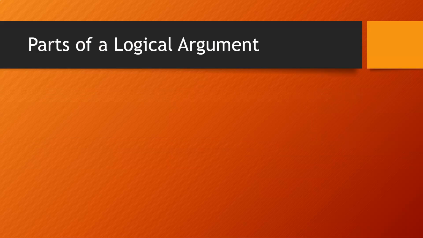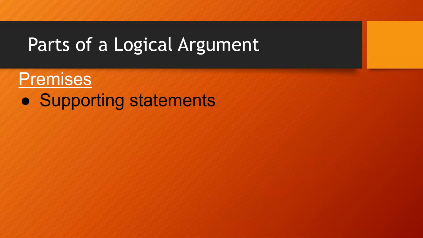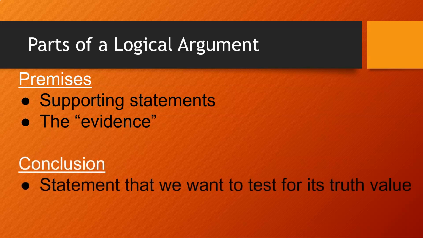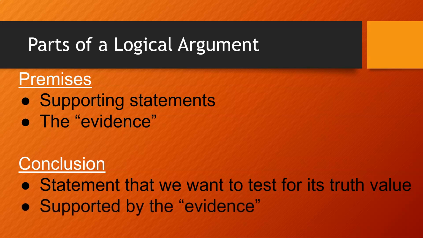A logical argument is a set of statements that are made to support another statement. Now, the parts of the logical argument are premises. Each one individually is called a premise. Those are the supporting statements that act as the evidence for the argument. And then the conclusion, which is a statement that we want to test for its truth value, and the conclusion is supported by the evidence.